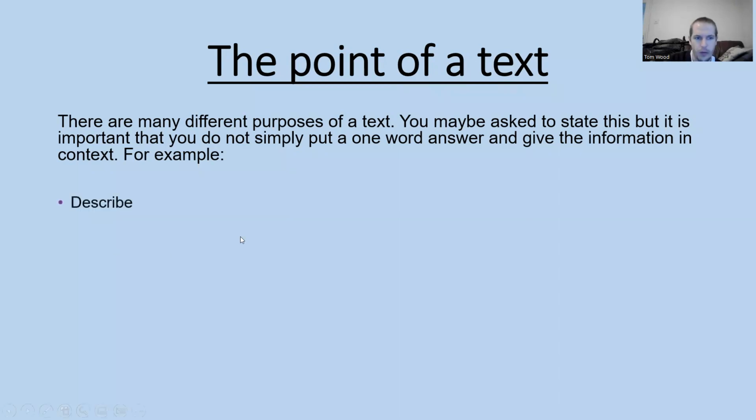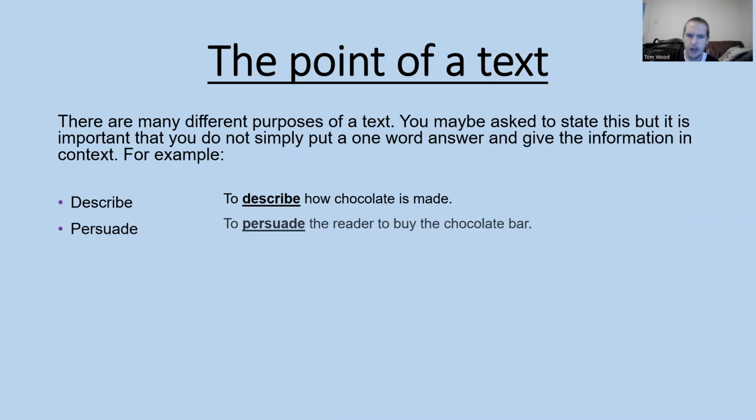So as a couple of examples, it could be that we are writing to describe something. So to describe, for instance, how chocolate is made. So the purpose of us writing is to describe something. It could be to persuade, and this is quite a common one. So, if we want, in this case, as an example, to persuade the reader to buy a chocolate bar. But for our writing tasks, we tend to see this quite a lot. Write to persuade people to join your group or whatever it might be.